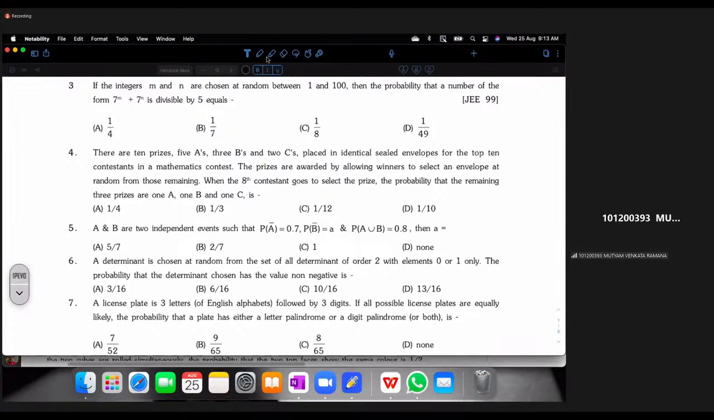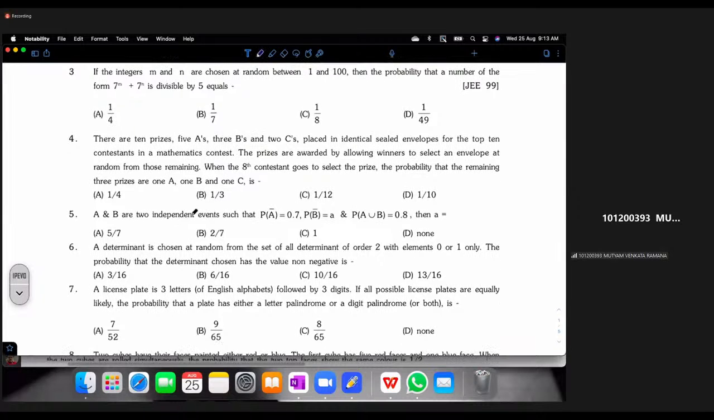Right. So what is this one? 7 power m: if it is power 4k, it ends with 1. 4k plus 1, it ends with 7. 4k plus 2, it ends with 9. 4k plus 3, it ends with 3.